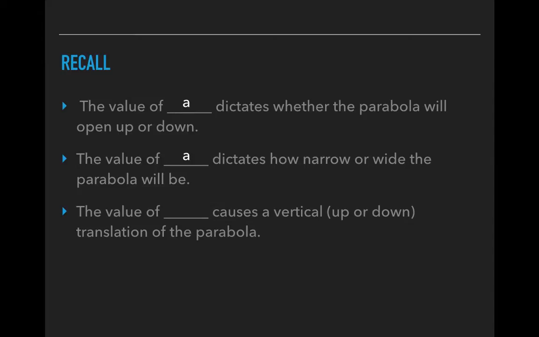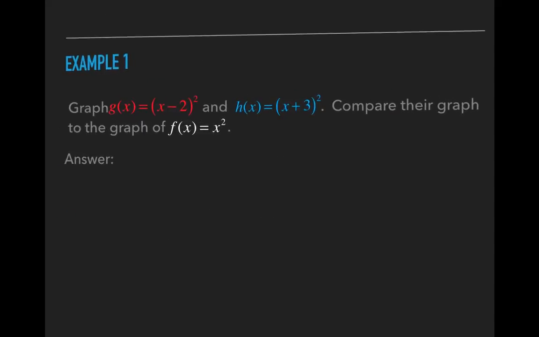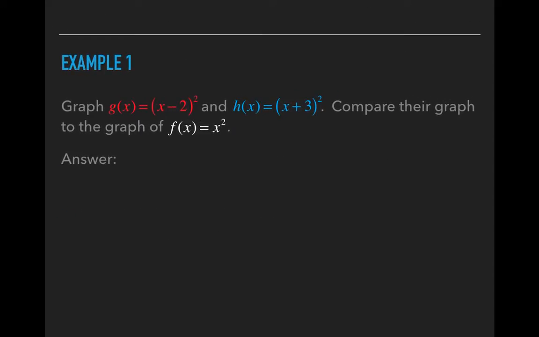And lastly, the value of what causes a vertical, meaning up and down, translation or actual shifting of the parabola. Well, that's going to be your C value. So we've talked about how A changes things and how C changes things. We're going to look at now a different effect that can be performed on your graph. And we're going to do that in this first example.